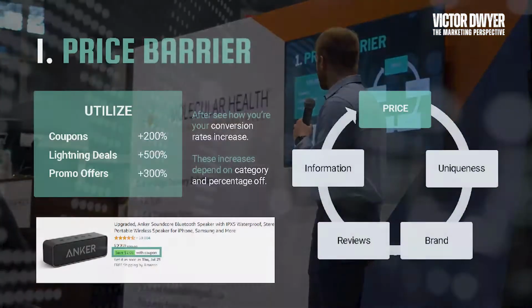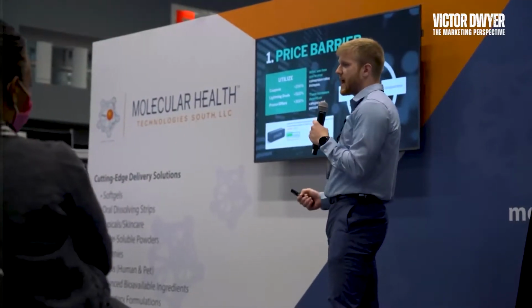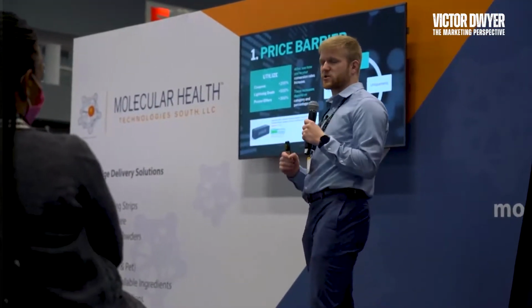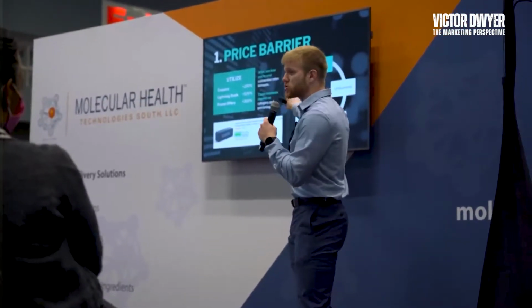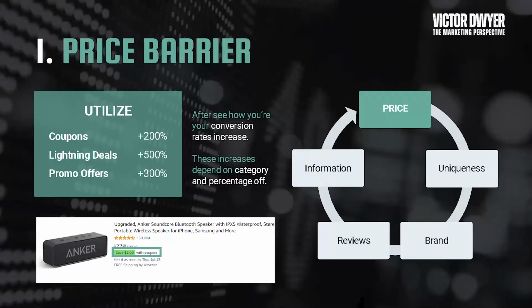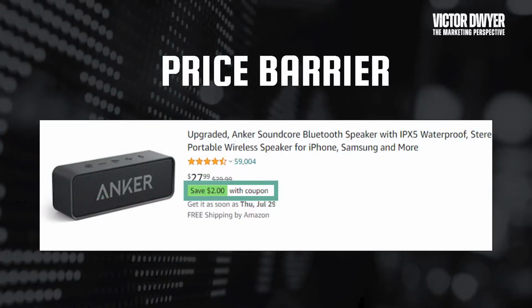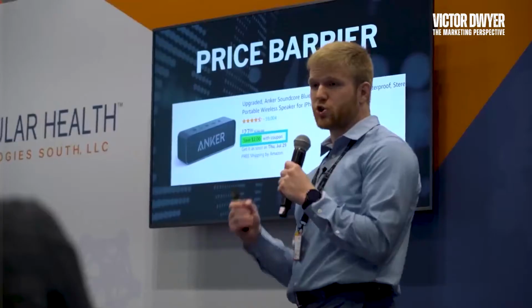So starting out, price barrier is a big one for most people on Amazon. You can actually test if the price barrier is the biggest one for you. You will see double, triple, quadruple conversion rates if price barrier is the biggest impact on your Amazon listing. So if you put on a coupon, for example, and a coupon looks like this on Amazon, you get that little badge right there. And if you see double, triple conversion rates, price barrier is a huge one for you guys.